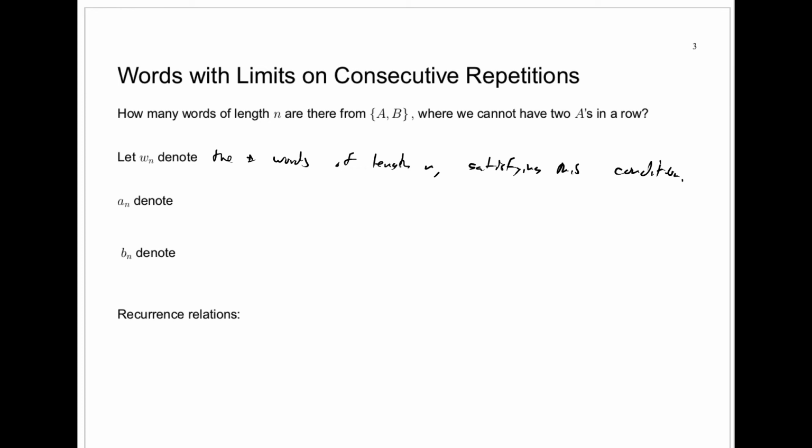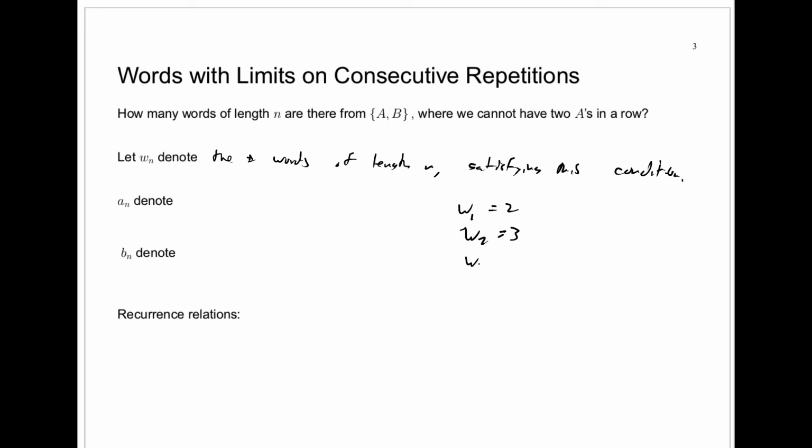Now, let's look at a quick example. What is W1? Well, I claim it's just 2. I won't even write them down. You have the word A and you have the word B. What is W2? Well, what are all the possible two-letter words? You have BA, you have BB, you have AB, and we're not going to allow AA because that has two A's in a row. So you're only going to have 3 possibilities.